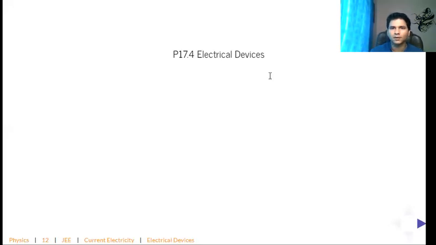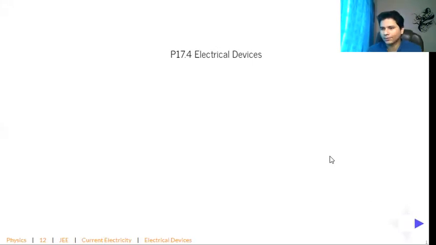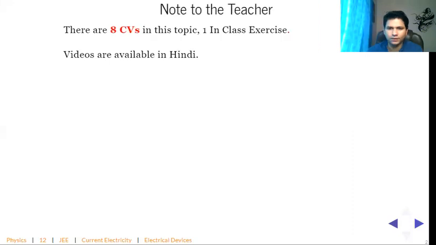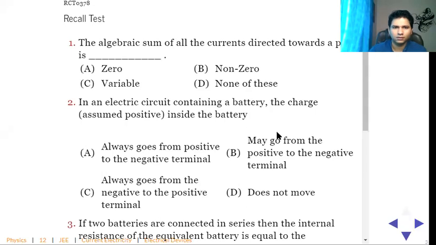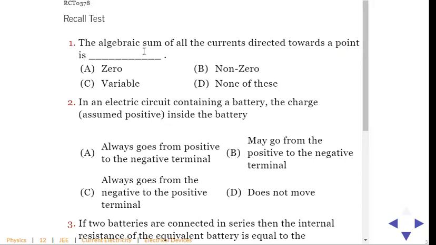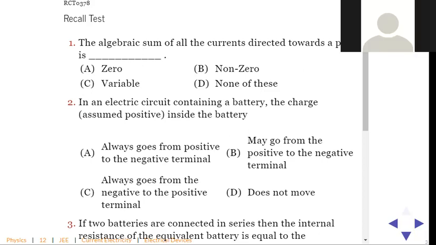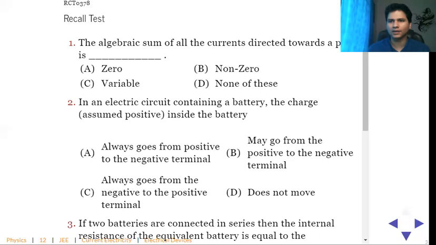Okay. So people will keep on joining. Let us see. While everyone joins, we will just do some basic problems. So the algebraic sum of all the current directed toward a point is, tell me. Tell everyone quickly. Easy? Yes, 0, correct. Very good.